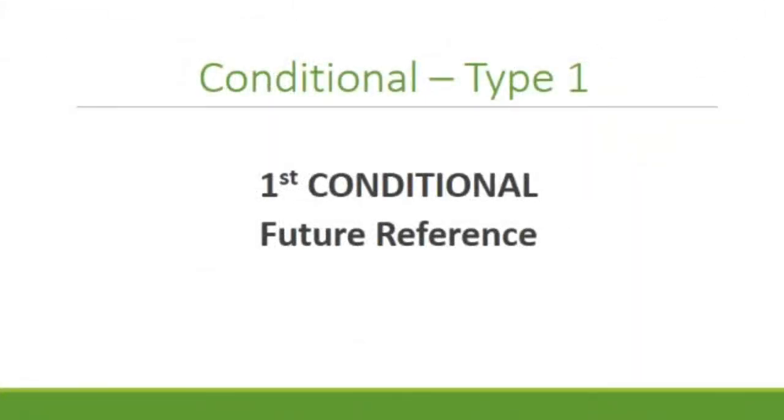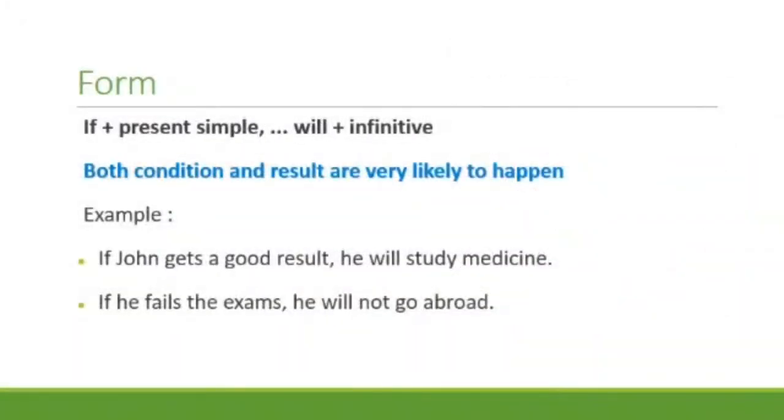So now we have conditional type 1, the first conditional. It's a future reference. Form. The form of the first conditional is if plus present simple, that is the if clause. Then we have will plus infinitive, or base form, the future form. This is the structure of the first conditional.